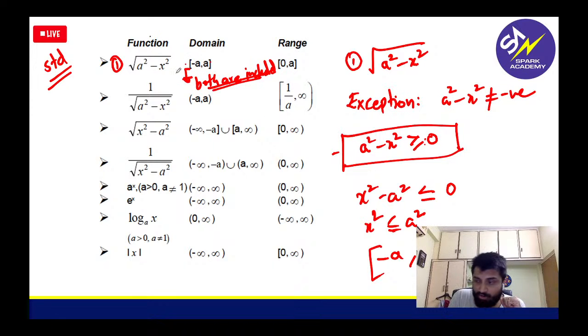So you are writing two square brackets. If you're writing open bracket, that means what? They're excluded. Got it, everybody? Understood how simple it is to find out the domain?